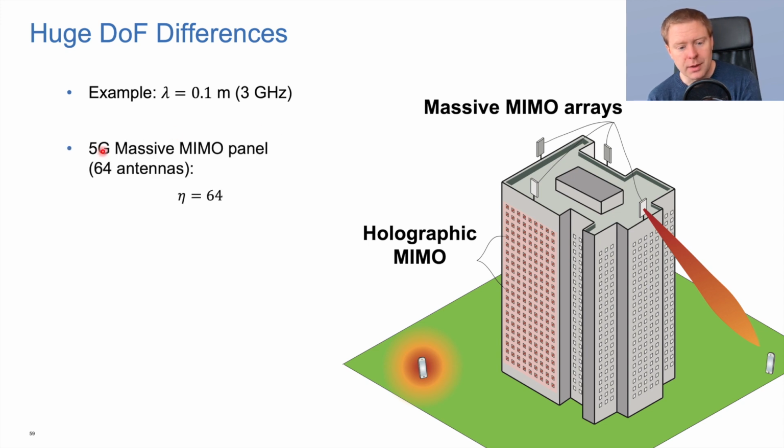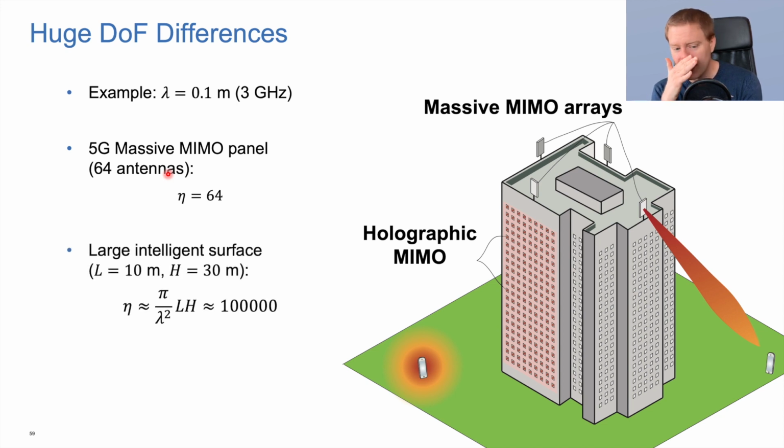And what we have at the 5G massive MIMO antenna panel is 64 antennas, which means that we can at most spatially multiplex 64 streams. And typically it's rather built for 16, for example. If we take a holographic MIMO array here, also known as a large intelligent surface, it's 10 meters long and 30 meters wide. We put it on the entire facade of the building.